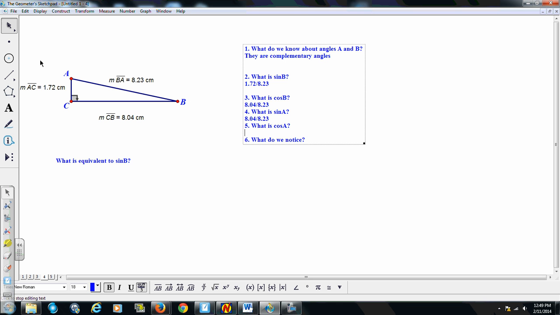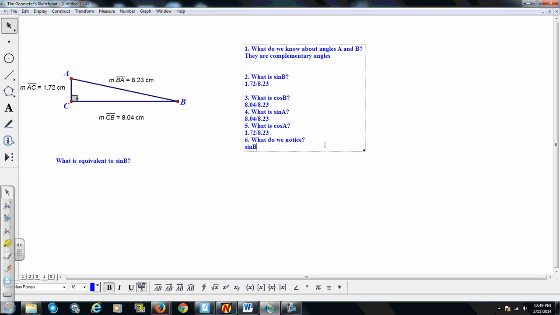The cosine of A is going to be 1.72 over 8.23, because 1.72 is helping make A. A is sitting on 1.72, so it has to be the adjacent. So again, what do we notice? Let's look at the sides and let's look at the ratios.